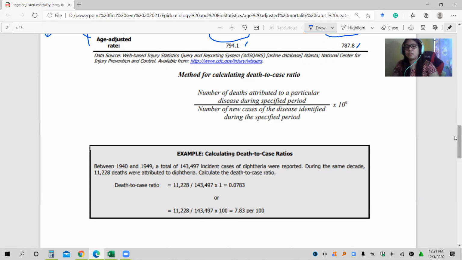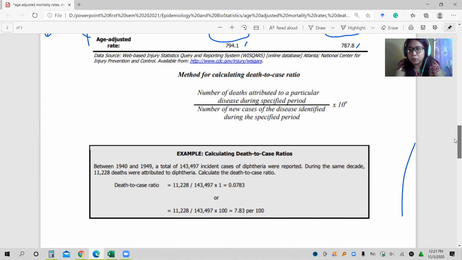So how do we calculate the death-to-case ratio? You just, of course, need the number of cases. The number of death cases is 11,228, and the total number of incident cases is 143,497. So you will get a value of 0.0783. But just like with all other examples and also the example provided in our table above.